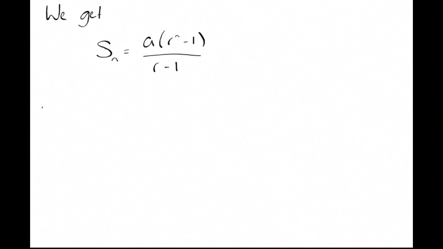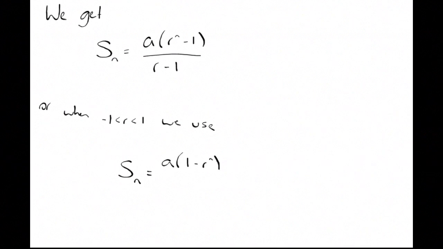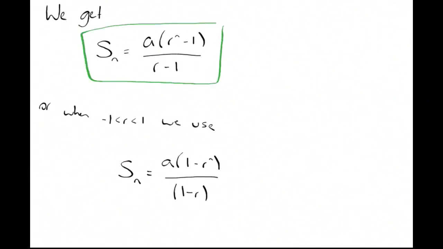But that works nicely when r is bigger than 1. If r is going to be trapped between minus 1 and 1, if the size of r is less than 1, then we can swap around these brackets. We can effectively times top and bottom by a minus, and we get Sn equals a times 1 minus r to the n all over 1 minus r. That one's a little bit more useful in these cases. The case when the size of r is less than 1 is when it actually converges. The case in the first one is where it's diverging.